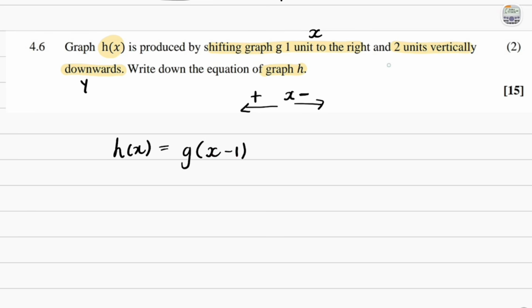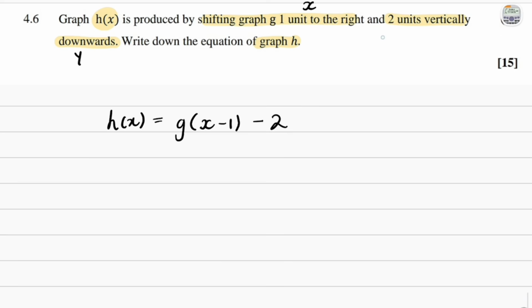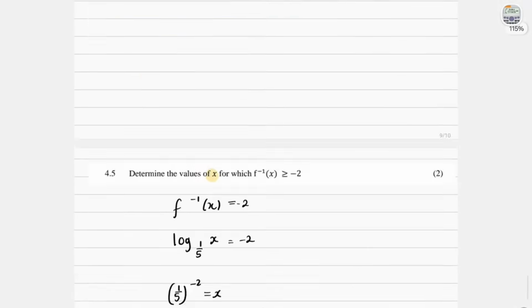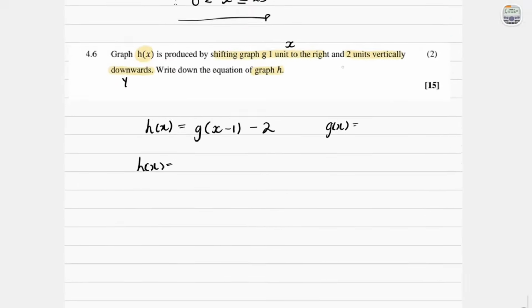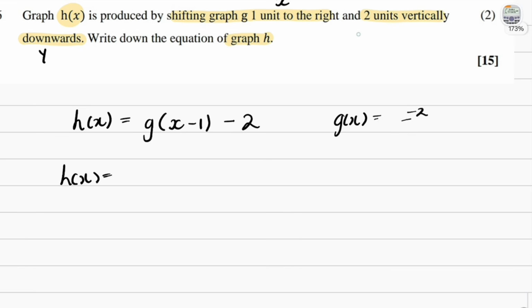Now, with the up and downward movement, there's no confusion with this. Down is minus and up is plus. So we're going to just take this and say -2. And this is what we're going to apply to the graph of g. So h of x is equal to, we know that the graph of g is our hyperbola. The a value was -2 and we have x plus 1. So that's -2 over x plus 1 and then plus 3.